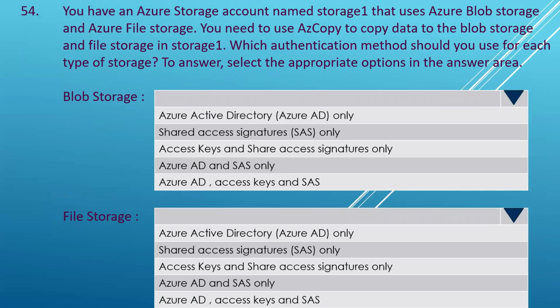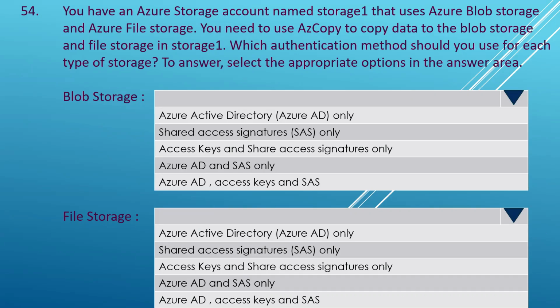You have an Azure storage account named Storage1 that uses Azure Blob Storage and Azure File Storage. You need to use AzCopy to copy data to the blob storage and file storage in Storage1. Which authentication method should you use for each type of storage? To answer, you just need to select the appropriate options in the answer area.